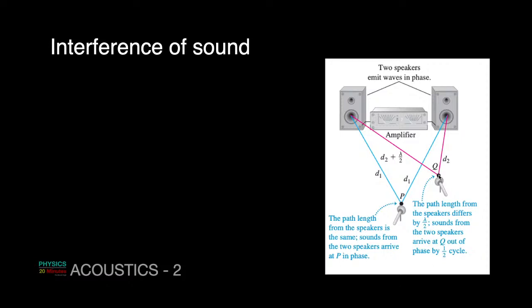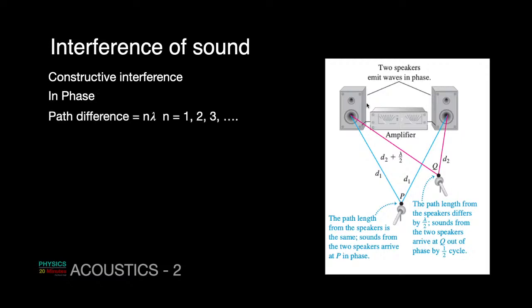So by varying the position of the microphone, you can find out the positions of maxima and minima, and you can do an experiment which is analogous to the double slit experiment in light. What are the conditions for constructive and destructive interference? Let's check. For constructive, they should be in phase and the path difference should be n lambda, where n takes value 1, 2, 3, etc.